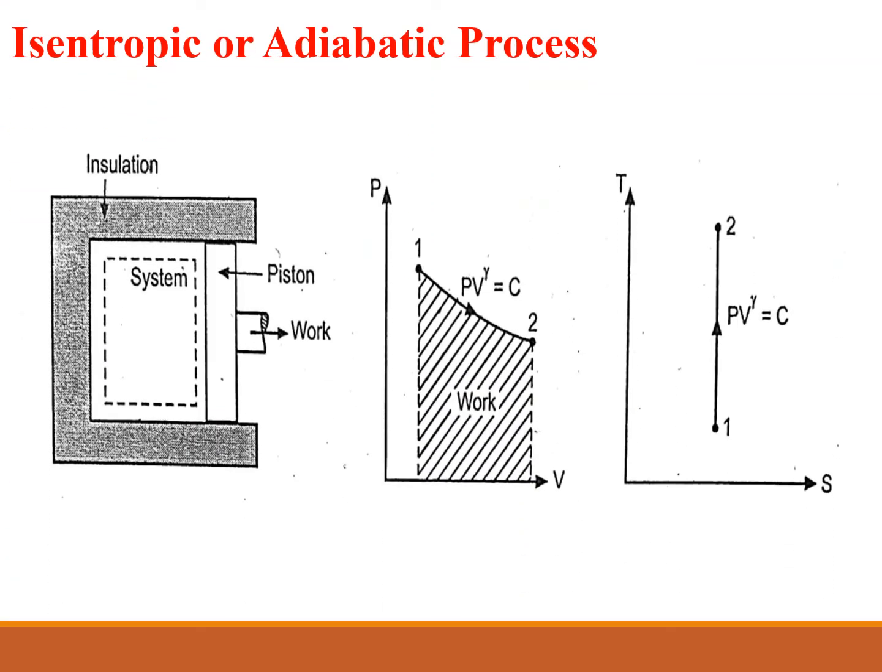Isentropic or adiabatic process. A process in which the working substance neither receives nor gives out heat to its surroundings during its expansion or compression is called an adiabatic process. This will happen when the working substance remains thermally insulated so that no heat enters or leaves during the process.